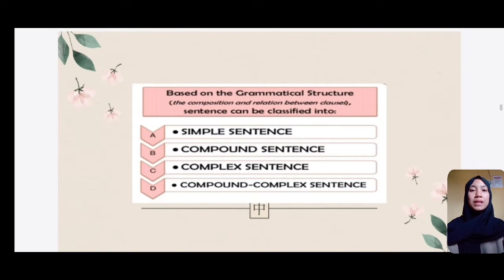We have listened to the presentation from my partner, Della Puspita Sari. So, I am Sariani. We'll continue with the next material.